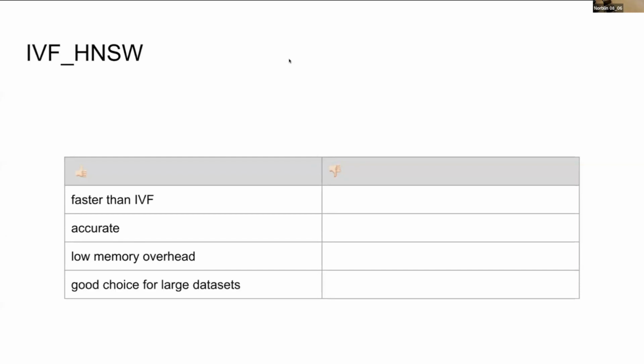What are the strengths and weaknesses of IVF HNSW? Well, it's faster than IVF, obviously, because we are doing the first step of the algorithm approximately. It's still accurate, slightly less accurate than IVF, and it has low memory overhead as well, because the HNSW, which is costly in terms of memory, is only used for these centroids. It's actually a good choice for large data sets. The downside is that it still requires training, because it uses IVF underneath.